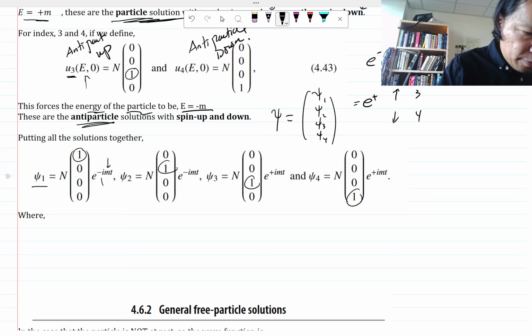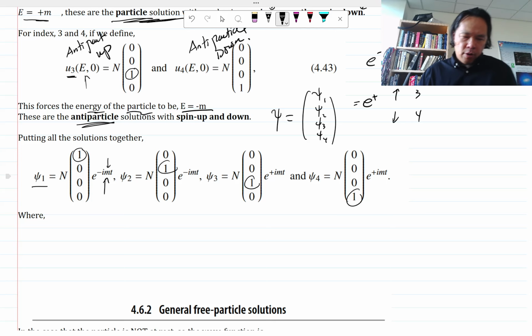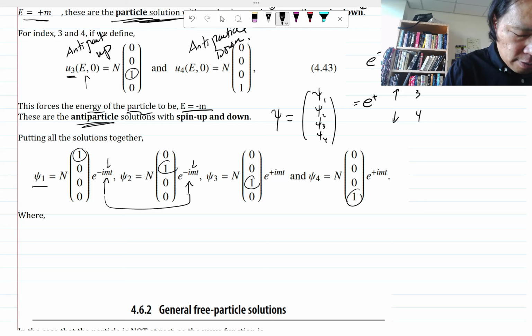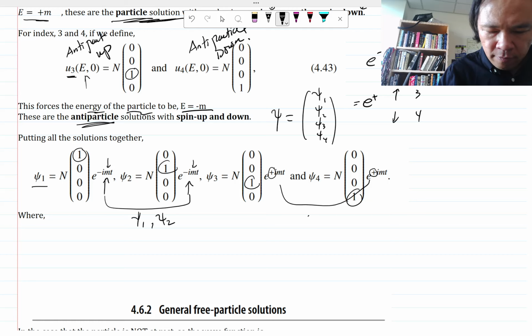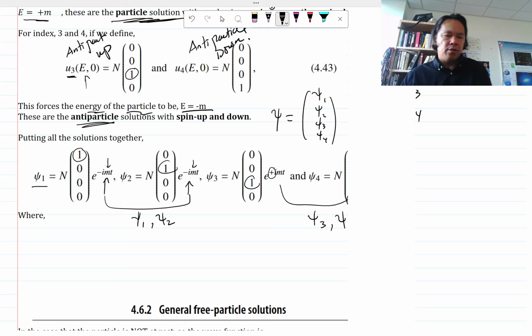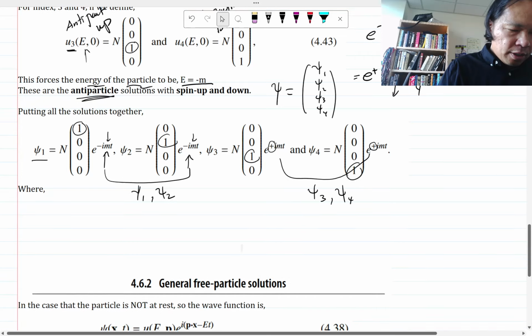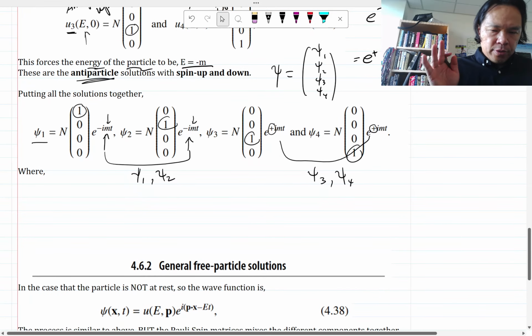But be a little careful in this case, right? The wave part, e to the i m t, gives you a positive energy for psi 1 and psi 2, but notice that the sign changes here for psi 3 and psi 4, and therefore it actually gives you the negative energy solution. Okay, all right. So that's the simplest case.